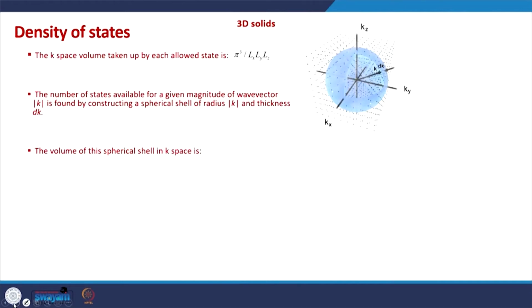So, we need to calculate the density of these points, which means we need to calculate the number of electronic states per unit volume per unit energy, so to say. In order to calculate the density of states, we plot a spherical shell in this kx, ky, kz space. So, we plot a spherical shell of thickness dk. The inner radius of the spherical shell is k and the outer radius is k plus dk.